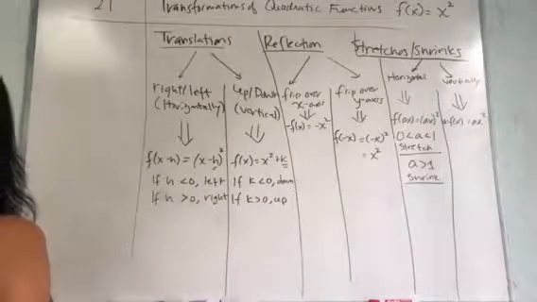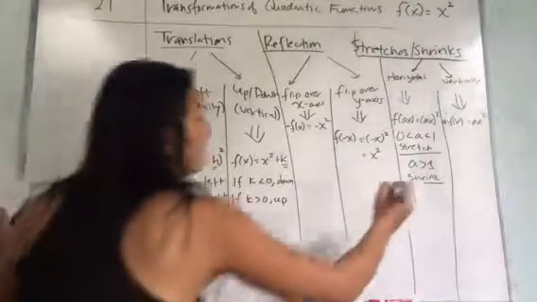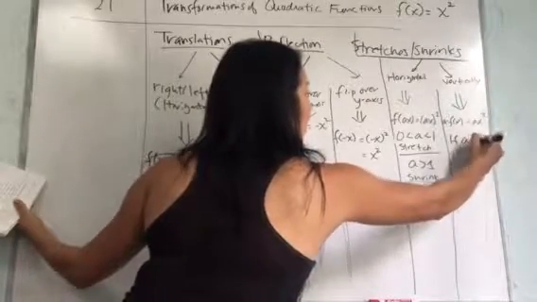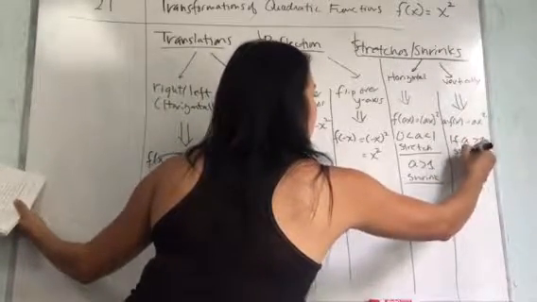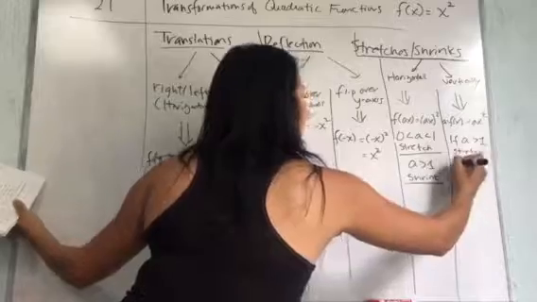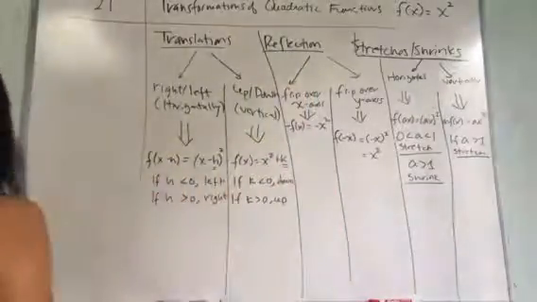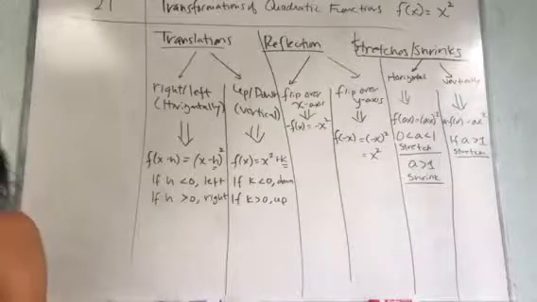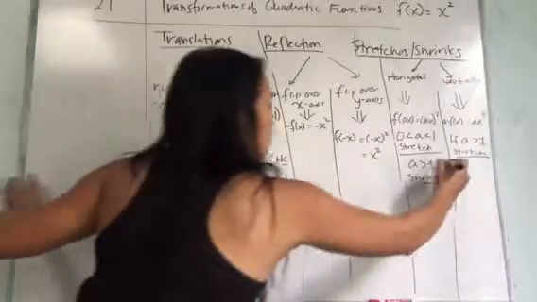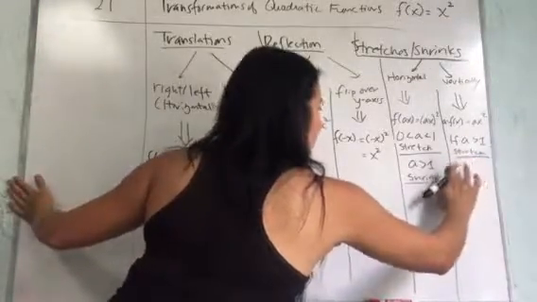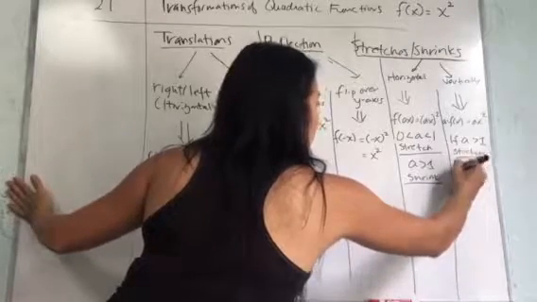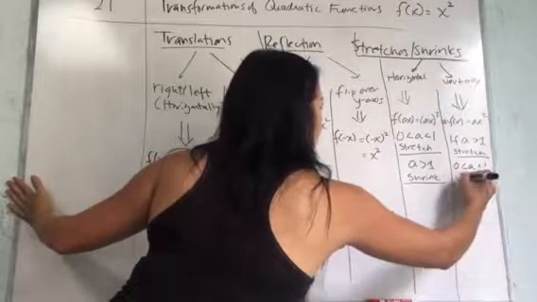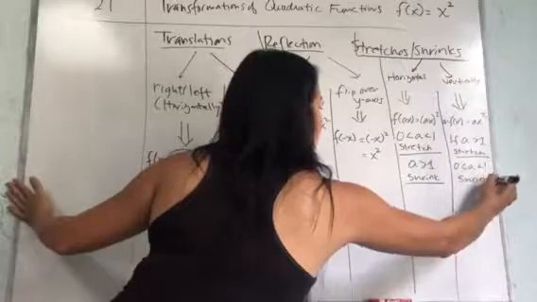Okay, so if your a is greater than 1, then it stretches it, and obviously if a is between 0 and 1, like it's a decimal or a fraction, then it shrinks it. So 0 less than a less than 1, and then that shrinks it.